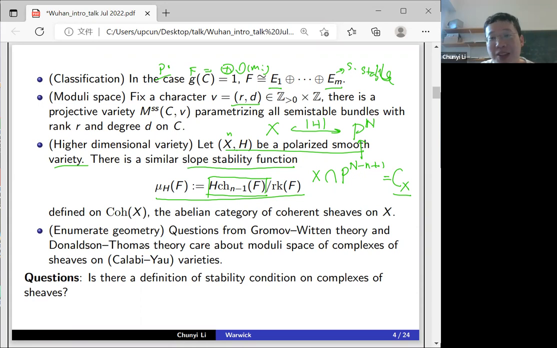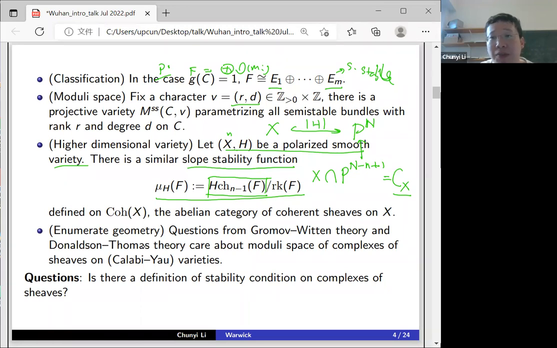In physics and even in mathematics, you can sometimes write those numbers as coefficients of a power series. That's some very meaningful function. That's the story from this GW or DT theory.